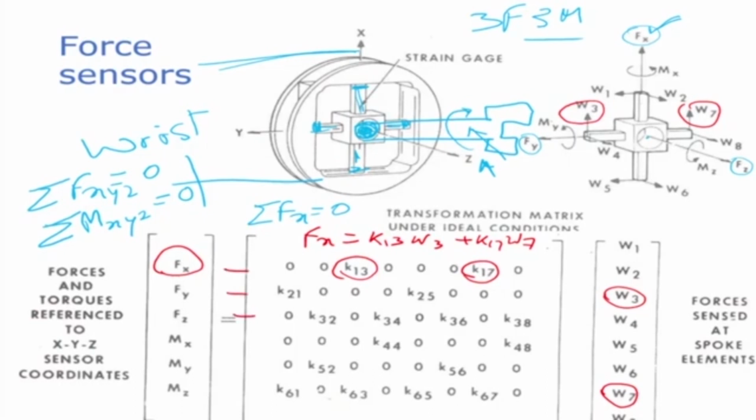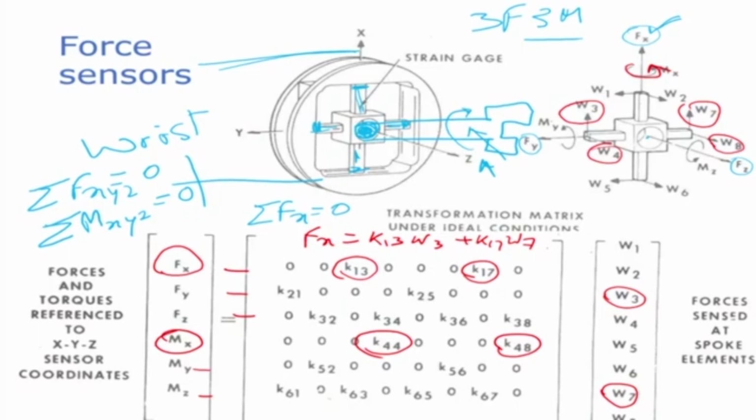Now for moments, what is Mx? This is my Mx. Now Mx is caused by what? Mx is caused by a rotating moment, which is W4 and W8. So Mx is a moment like this. So it is caused by W4 and W8. Similarly, My and Mz. So what we see is we have three force equations, three moment equations.